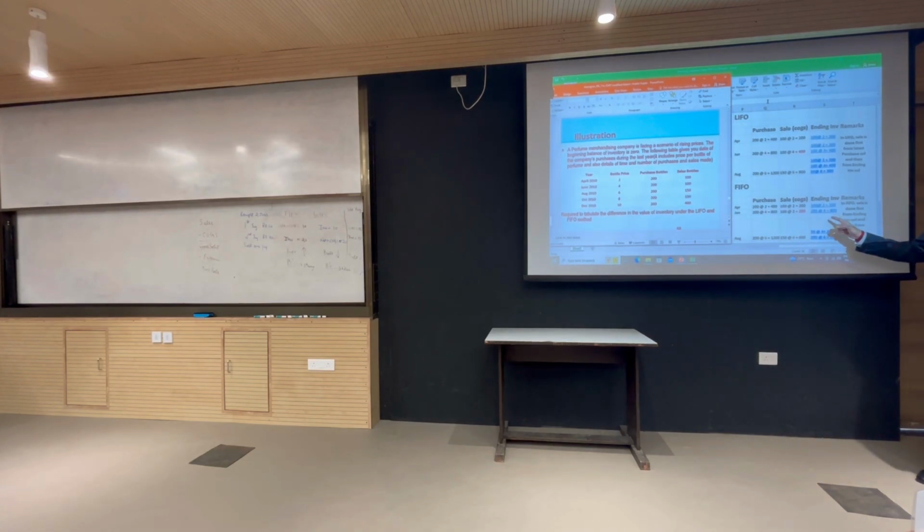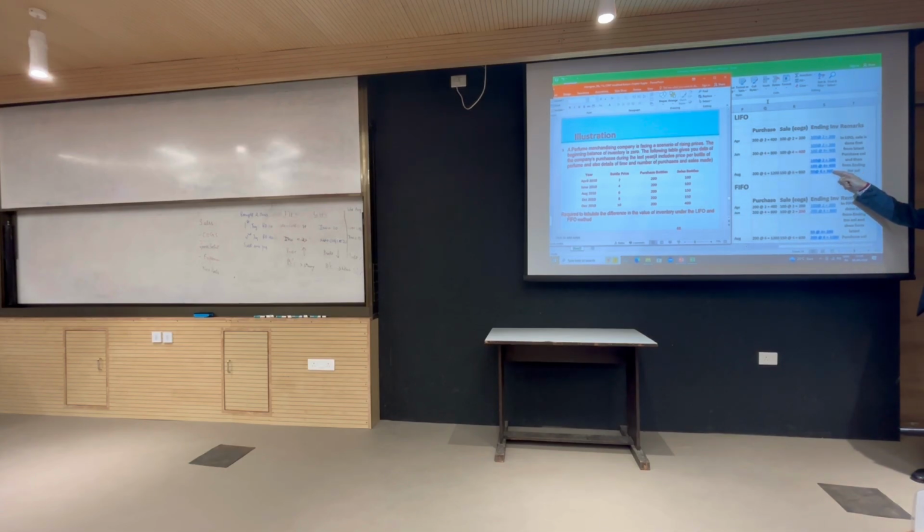Look at the inventory now. Out of 200, 150 is sold. So you are still left with 50 at 4. And this 200 at 6 we still have. So at the end of August, the inventory value is 1200 plus 200, 1400.